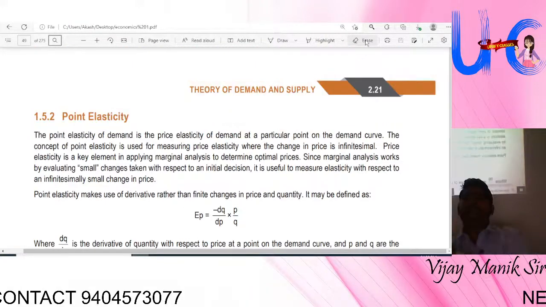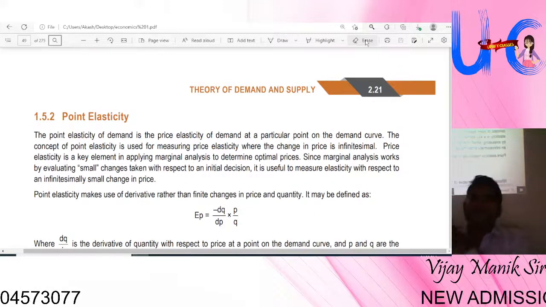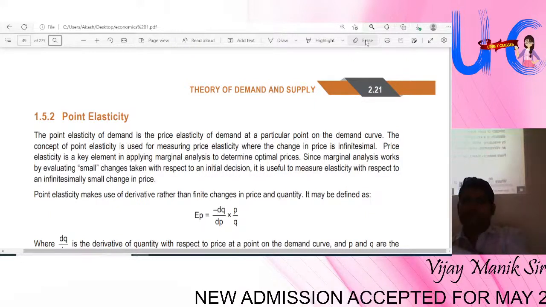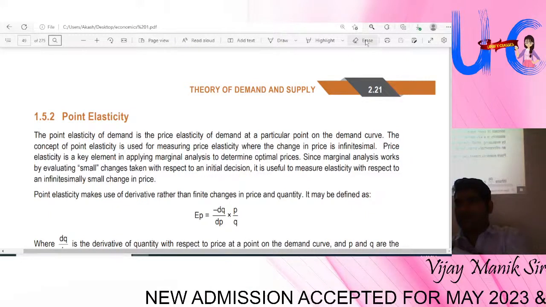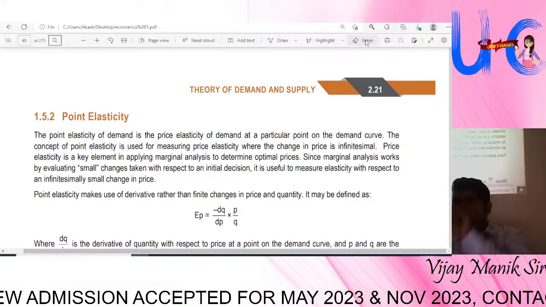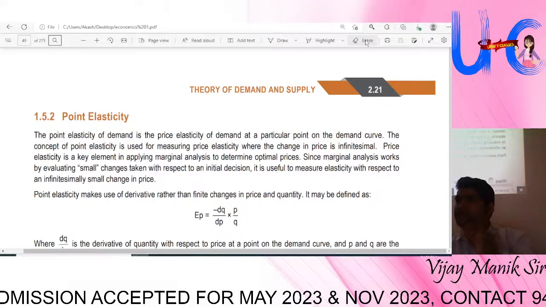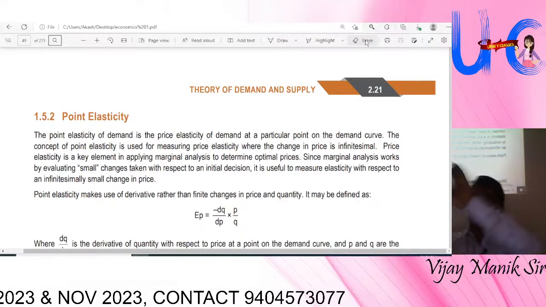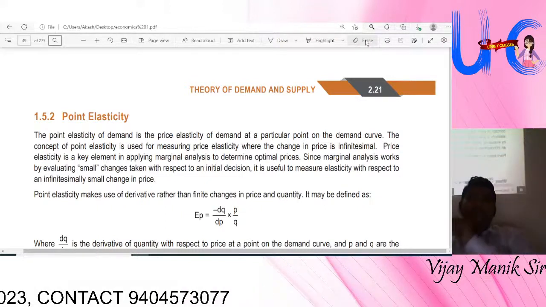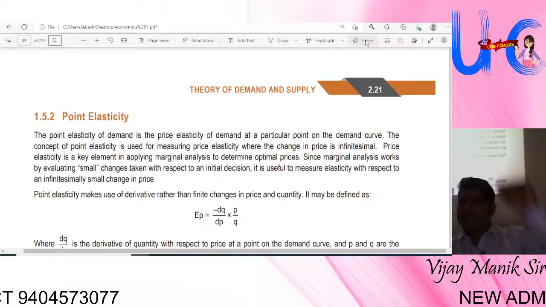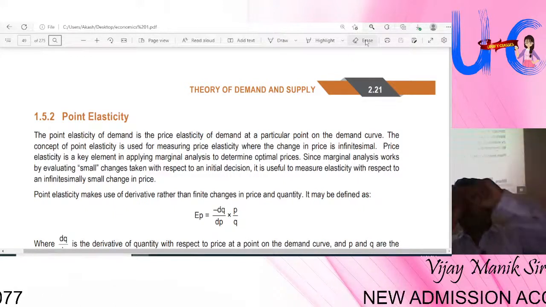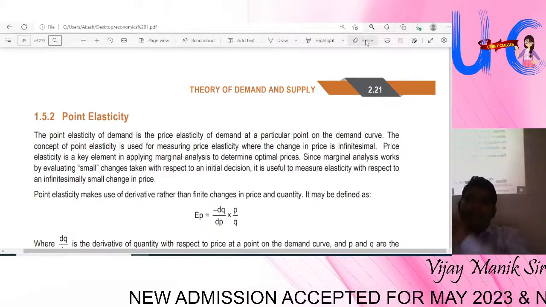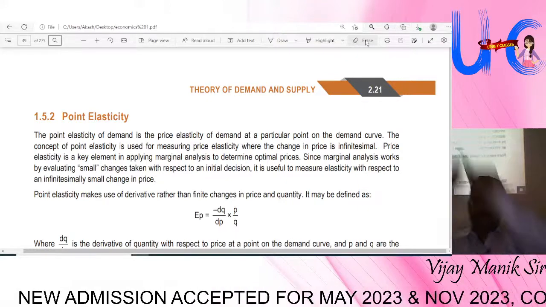Point elasticity. What is point elasticity? It's very simple. Price elasticity. A particular point in price elasticity on the demand curve is point elasticity. Are you getting me? No? Okay. The demand curve is there. Price elasticity means the price can decrease or increase. Elastic means what? Can be changed. So price elasticity means the price can be changed on that particular curve.